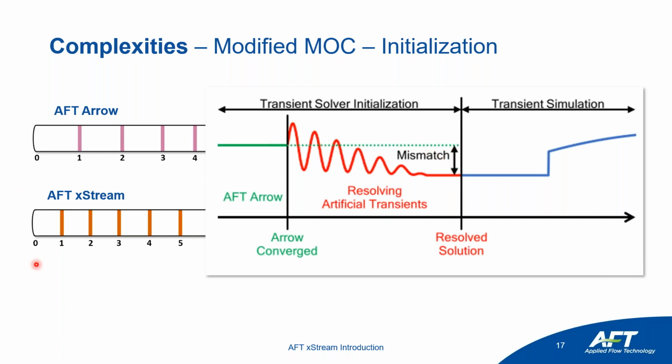That's what we mean when we say that the number of sections in xStream is going to be more influential than in something like AFT Impulse.